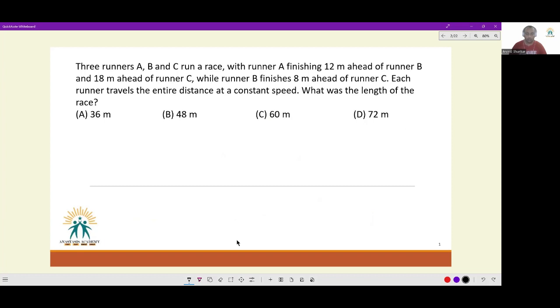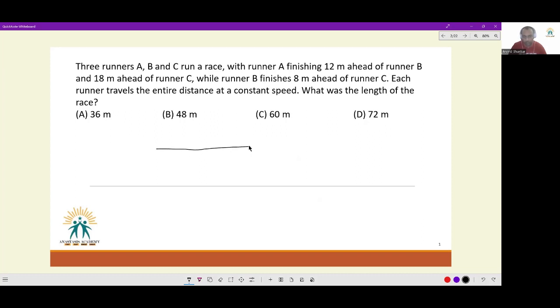Okay, so let's go. 3 runners, A, B and C run a race with runner A finishing 12 meter ahead of runner B and 18 meter ahead of runner C, while runner B finishes 8 meter ahead of runner C. Each runner travels the entire distance at a constant speed. What was the length of the race?